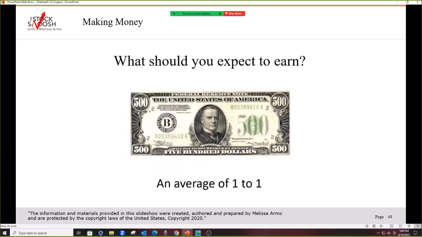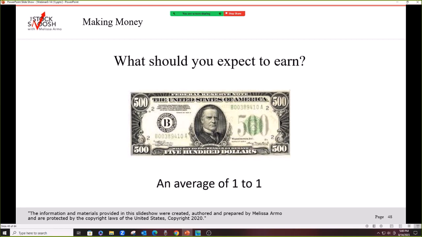So what should you expect to earn? I think 1-to-1 is good, but many trades that we're doing are more than that, whether they're day trades or whether they're options. If you can't watch your trade, I say put a sell order or an option at 50%. If you really can't, you can't even look at it. You can't even look at a chart. You can't look at targets. You can't look at anything.